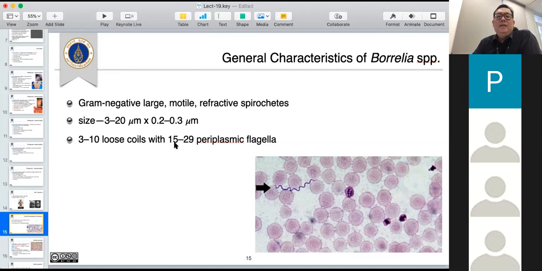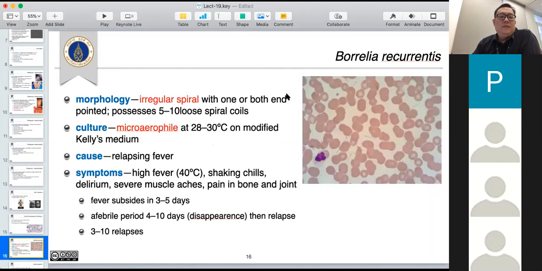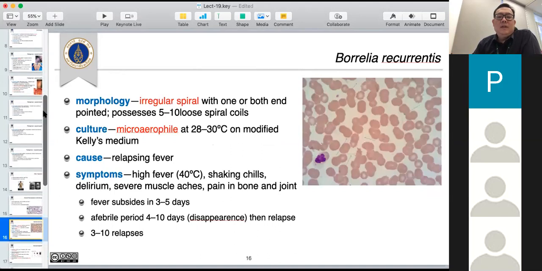They contain, depending on species, maybe 15 to 29 flagella. Okay? Let's see, this thin red, you see it is so thin compared to the size of red blood cells, but Borrelia is so long and very hard to observe. This is Borrelia recurrentis.